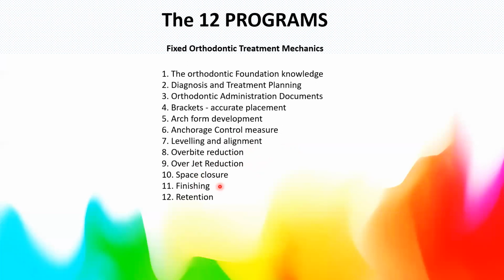And then finishing, very critical in order to interdigitate the teeth so that Andrews' 6 keys of occlusion are applicable for this particular case. So you can end up with a case that's functional, that is stable, that is aesthetically pleasing. And of course, retention. The type of retention is very critical depending on how the malocclusion originated and how it presented to you.